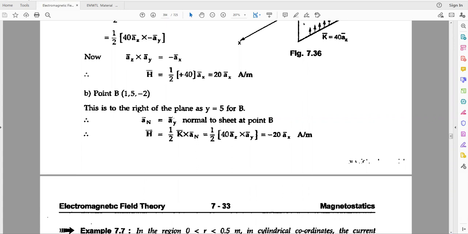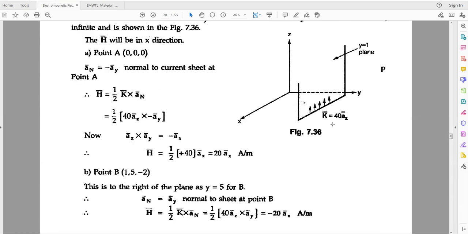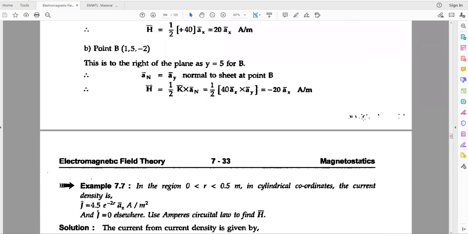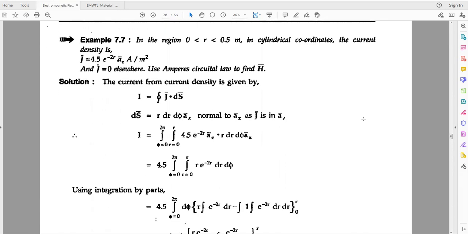H bar is equal to AY. So AZ and AY is again AX only, but the minus AX at 20 AX per ampere per meter. But at the origin, the H bar you get is positive. At the point of B, the 1, 5 minus 2, you'll get the H bar is negative, minus 20 AX bar. Okay. Come to the next value.